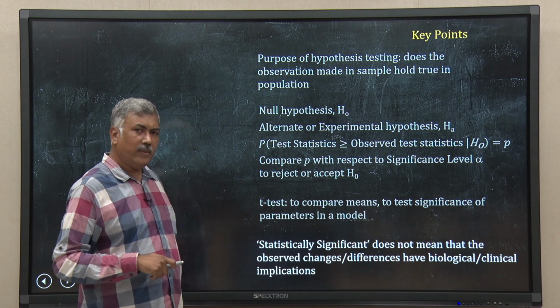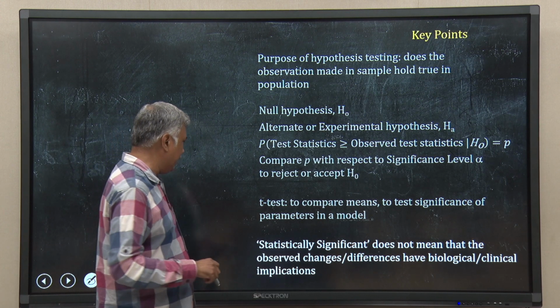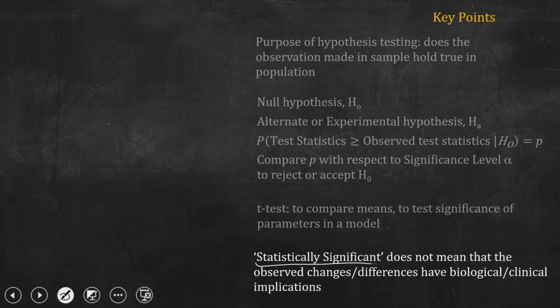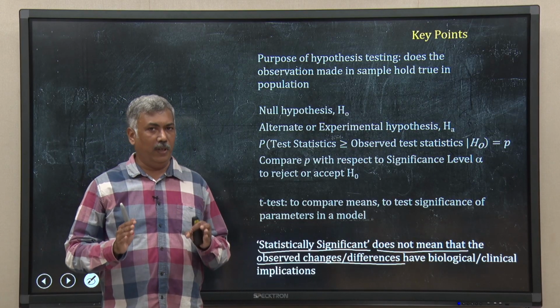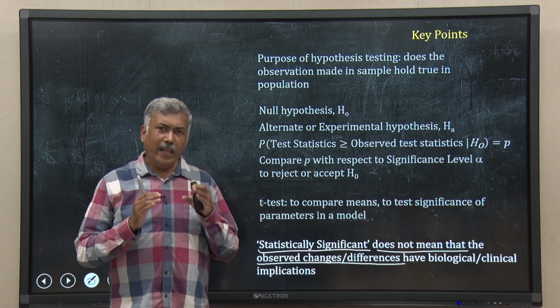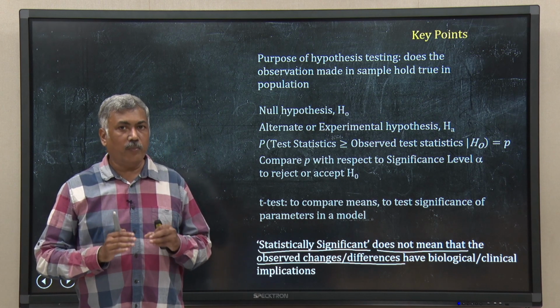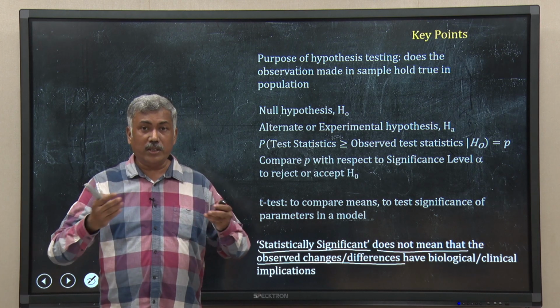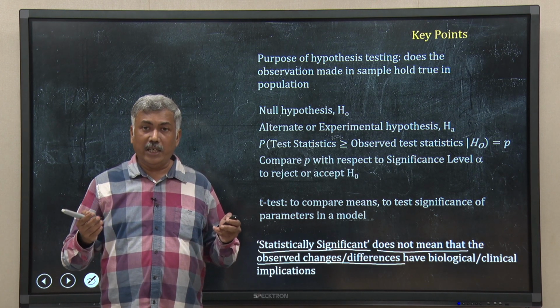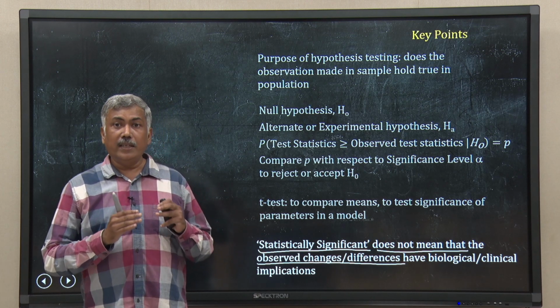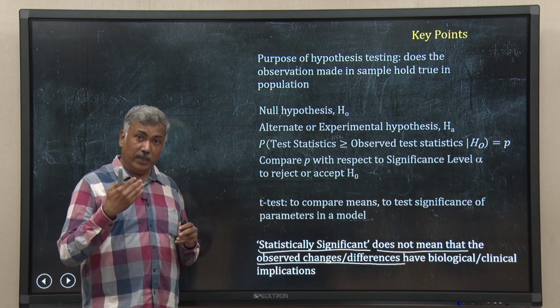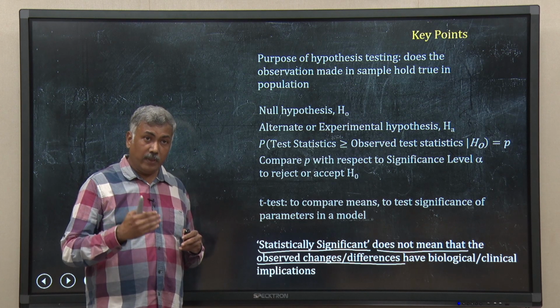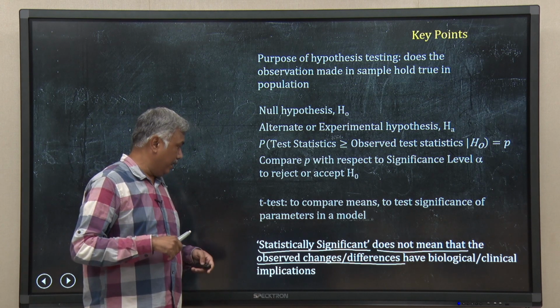And the last thing that we have to remind ourselves continuously is that statistically significant does not mean that the observed changes or differences have biological or clinical implication. So, I will end this lecture with this important point to keep in mind. It is easy to use t test and ANOVA, because almost all statistical software has those, just a click away. But we have to keep in mind the implications of this statistical test, and we have to understand the result very judiciously.